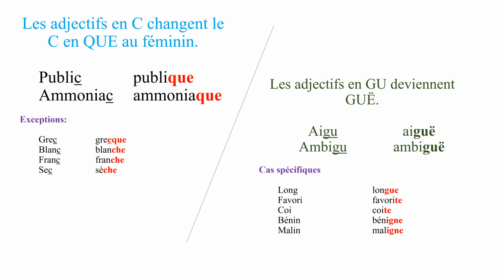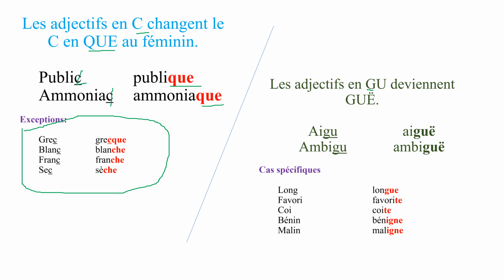Adjectives ending in C, you change the C into QUE. Example, public. To have the feminine, you drop the C and you add QUE. The same with ammoniac, you drop the C, you add QUE. Of course, there are some exceptions for you. Grec, notice how it's written. You keep the C, you add QUE. Grec, blanc becomes blanche, franc becomes franche, sec becomes sèche.